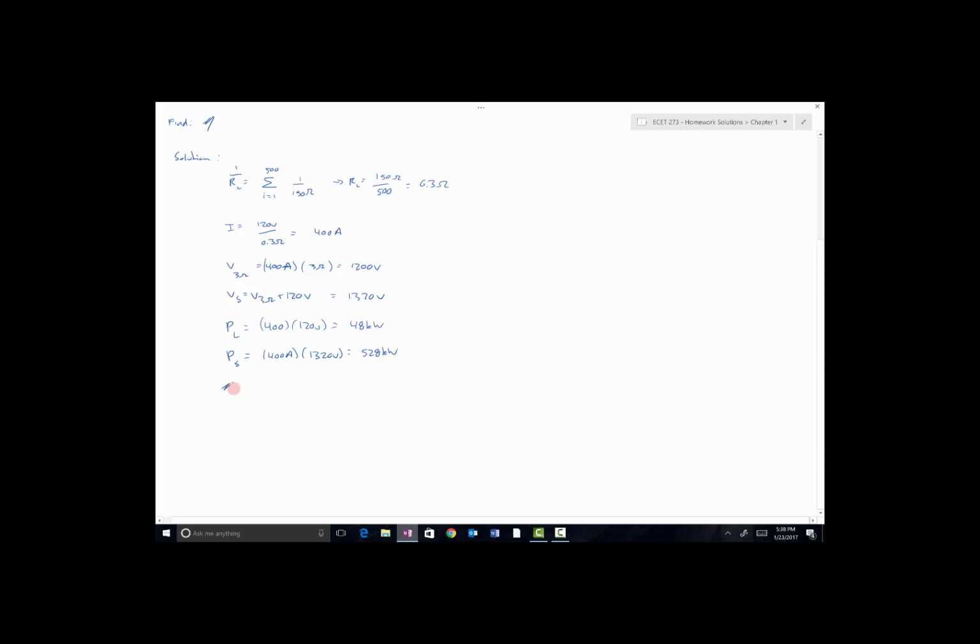The efficiency of this system is then equal to 48 over 528. Multiply that by 100% to convert it into efficiency. Get a pretty low number of 9.1% efficient for this answer.